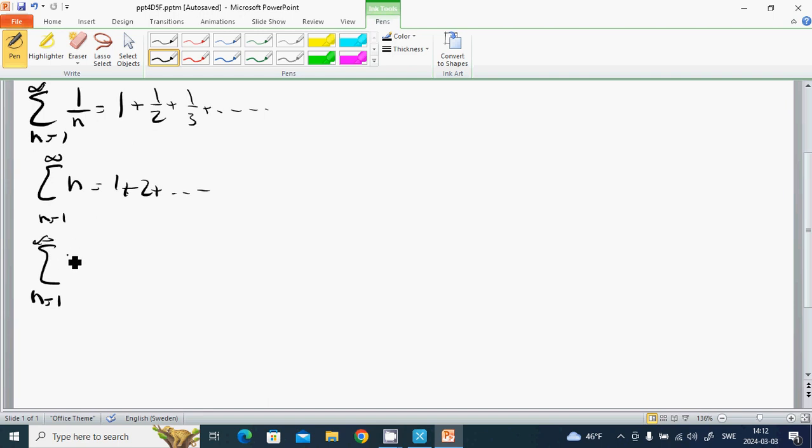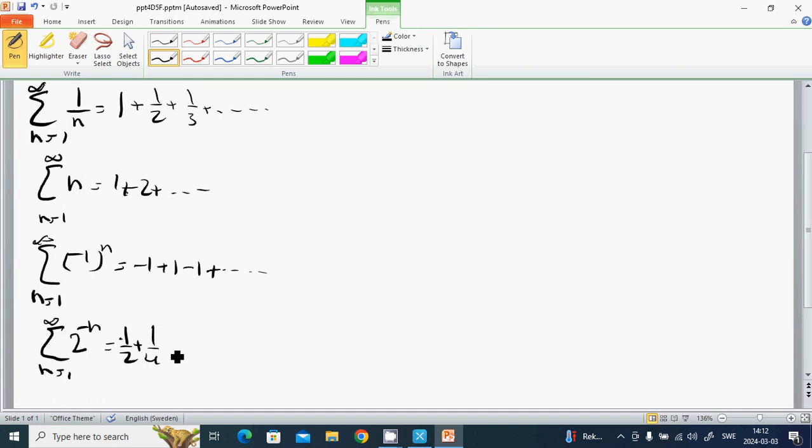And the series sum from n equals 1 to infinity of minus 1 to the power n, which equals minus 1 plus 1 minus 1 plus and so on, and the series sum from n equals 1 to infinity of 2 to the power minus n, which equals 1/2 plus 1/4 plus 1/8 plus and so on to infinity.